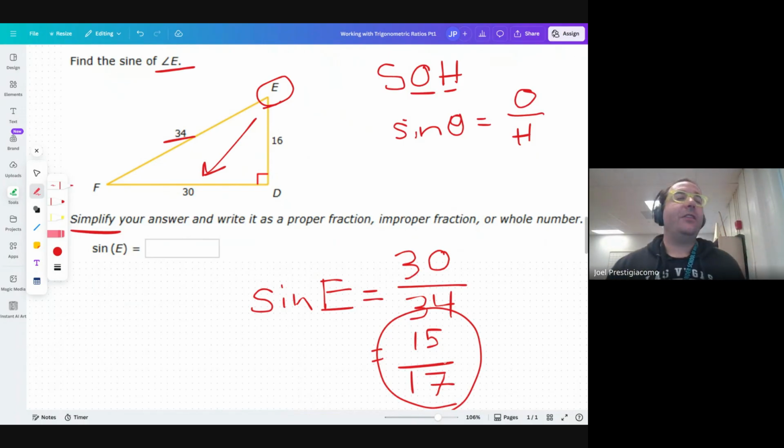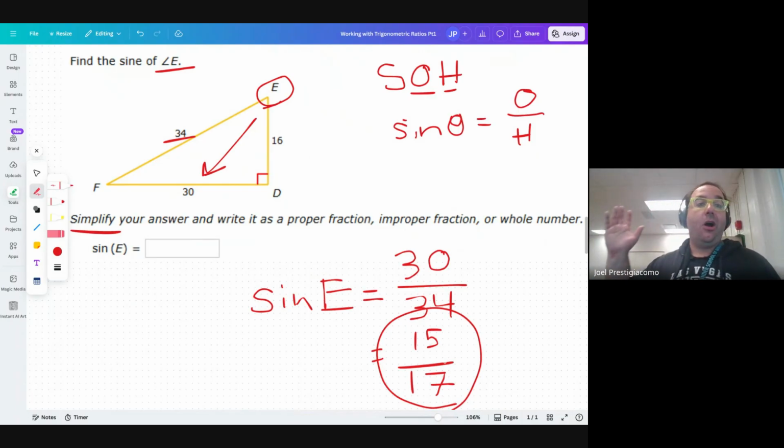And you may say, well, there's no 15 and 17 in the problem. Remember, these are just ratios. They're like percentages. So from E's perspective, the opposite side is pretty long compared to the overall size of this triangle.